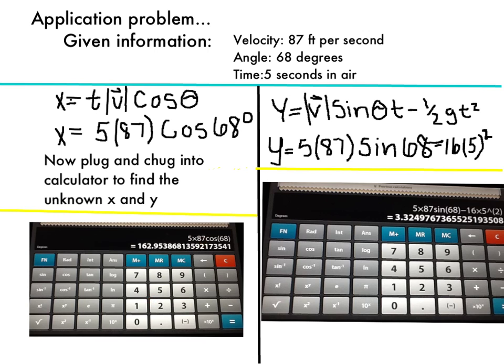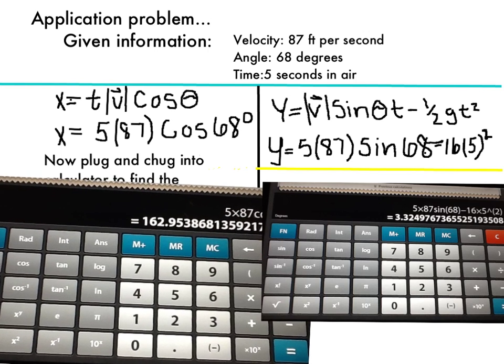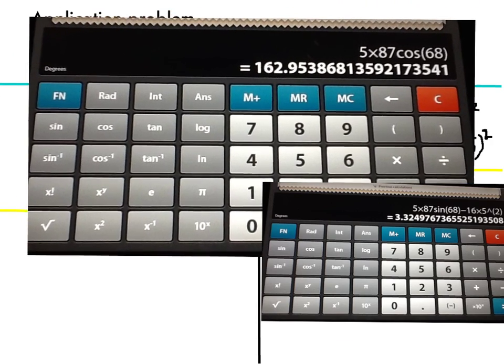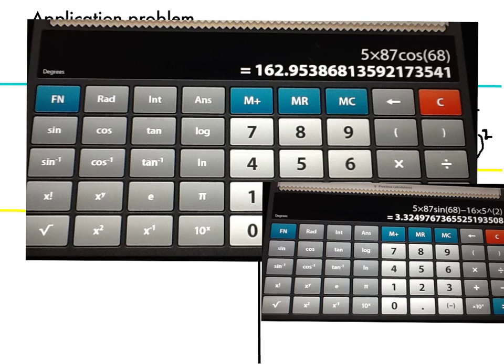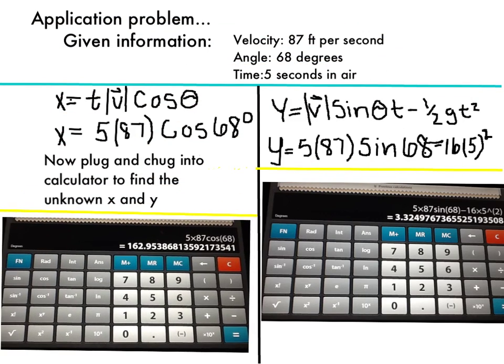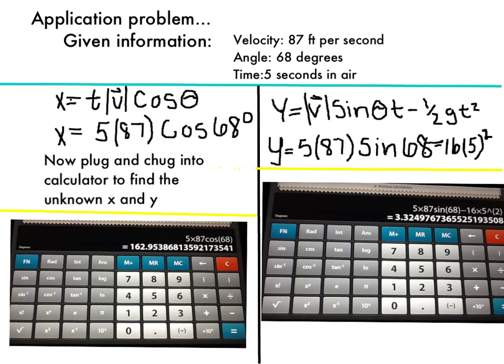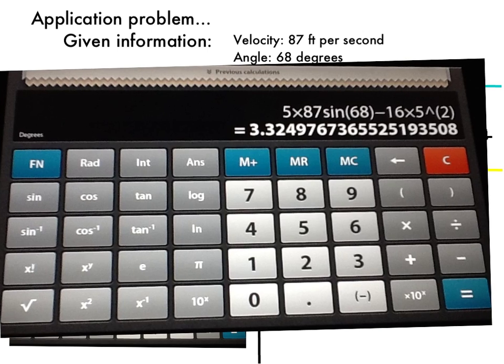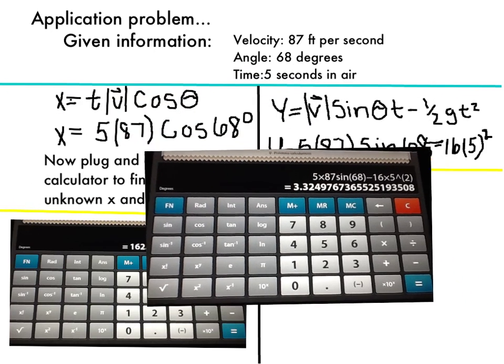Now, all we have to do is add it to our calculator. So we get 5 times 87 cosine 68. We get 162.95. Then we take 5 times 87 sine 68 degrees minus 16 times 5 squared, and we get 3.33.